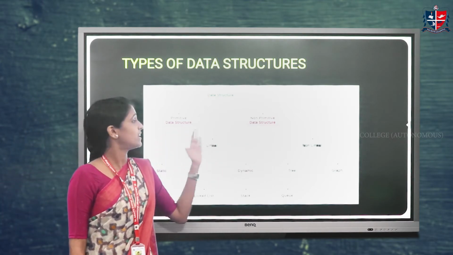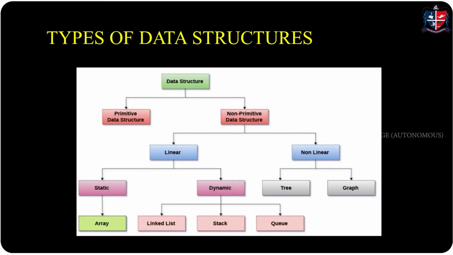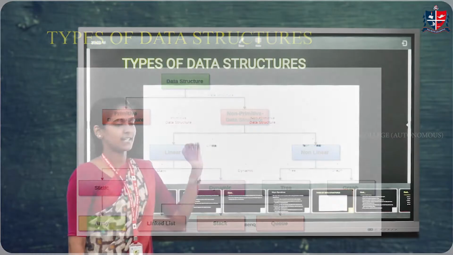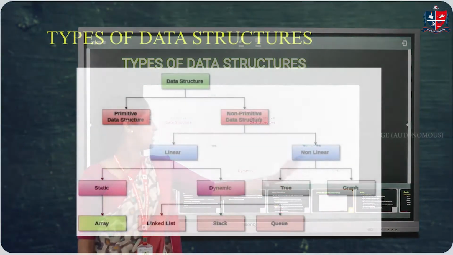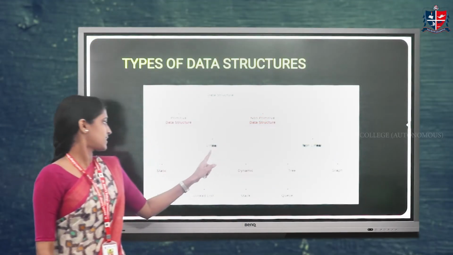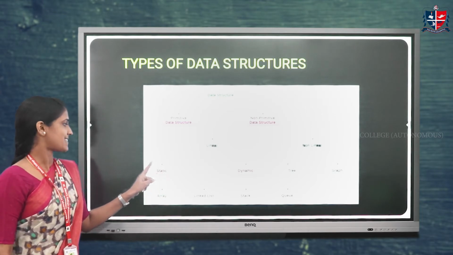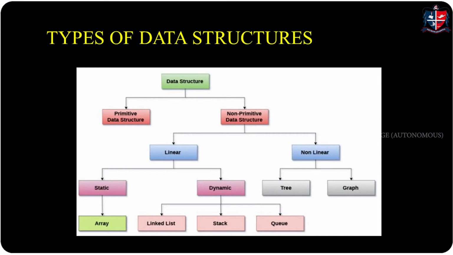Non-primitive data structures cannot be implemented without using the primitive data structures. The non-primitive data structures can be classified as linear data structures and non-linear data structures, which we will discuss in the upcoming slides. The linear data structure can again be classified as static and dynamic. The array is an example of a static data structure. Linked list, stack and queue are examples of dynamic data structures. Non-linear data structures include the tree and the graph.